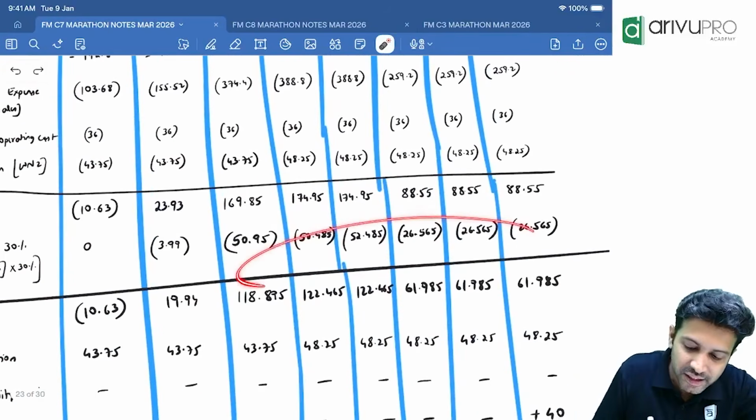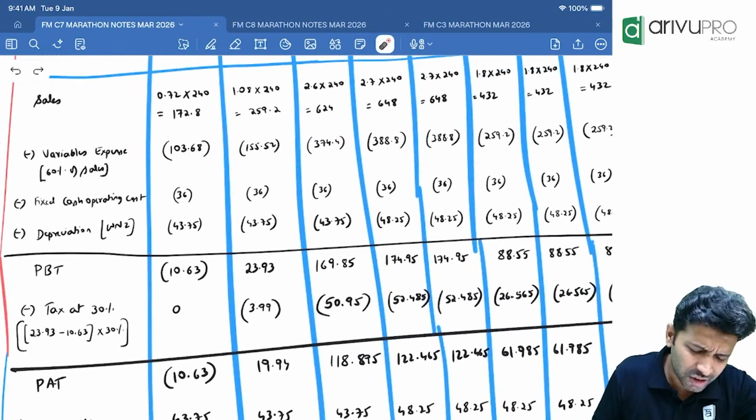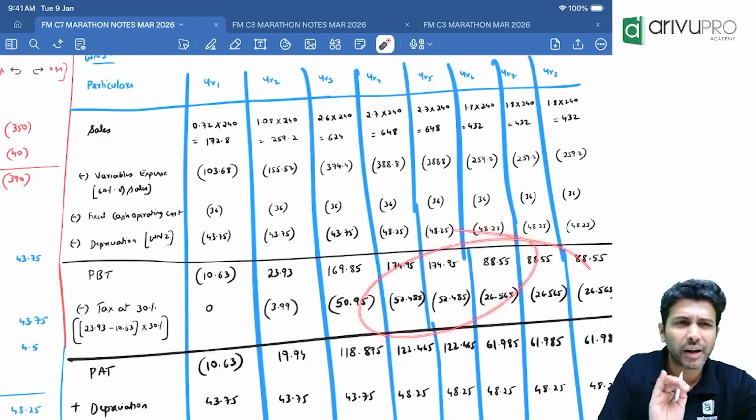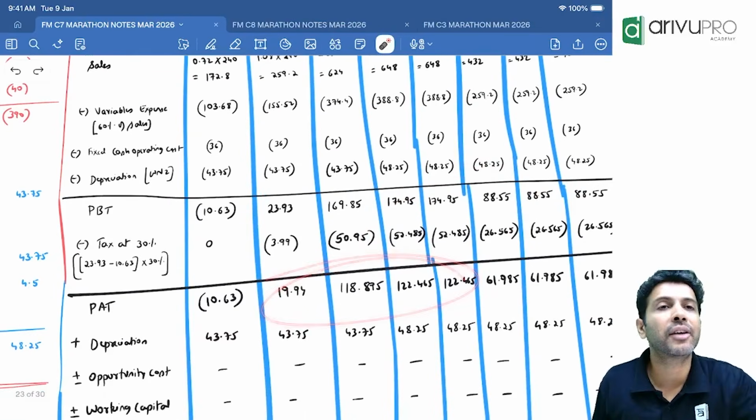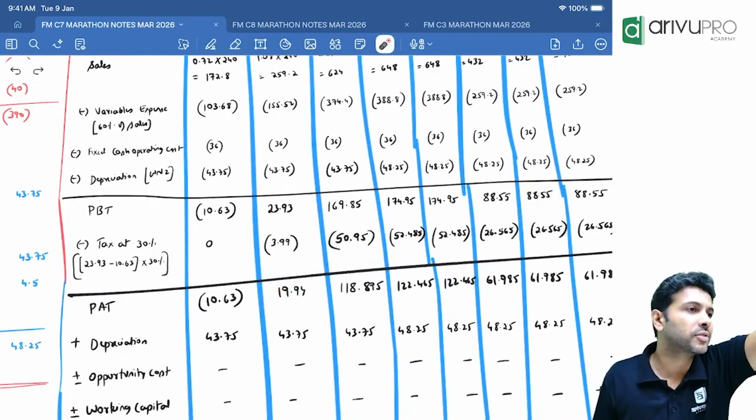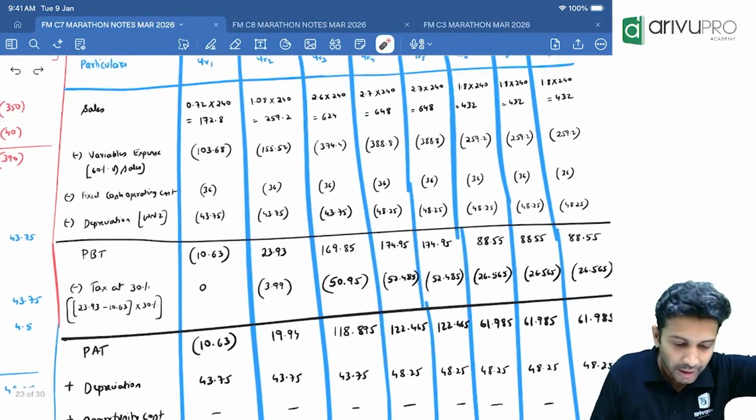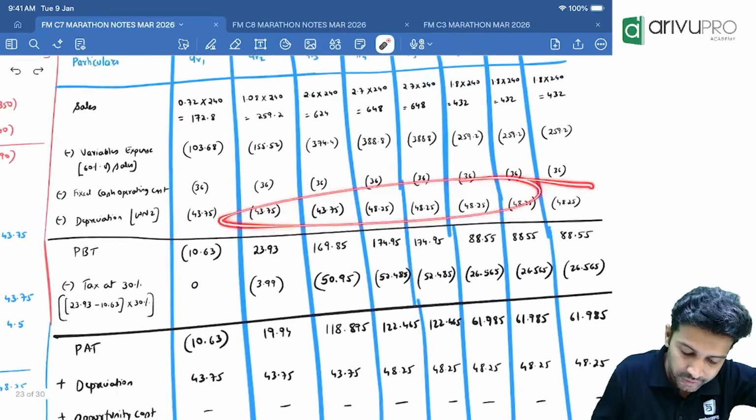Now afterwards, any drama or no drama? Loss got adjusted in first year only, no? Or rather, first year's loss got adjusted in second year. So from year 3 onwards, same drama. So you got profit after tax. From profit after tax, 5 adjustments. What are those? Add back depreciation. Whatever you have deducted here, add back.